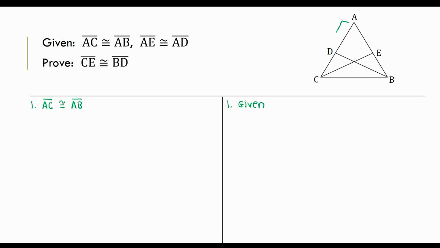And I can mark that in my picture. So here's segment AC. Here's segment AB. So those 2 sides are congruent. I can't expand on that any further. So I get to move on to my only other given that the segment AE is congruent to the segment AD. So AE is congruent to AD. All right. We want to try to prove that the segment CE and the segment BD are congruent.